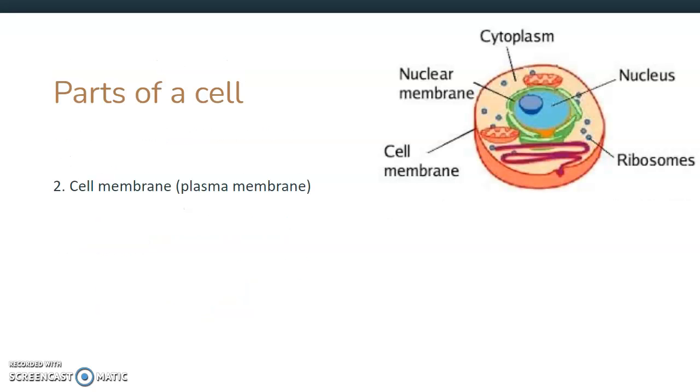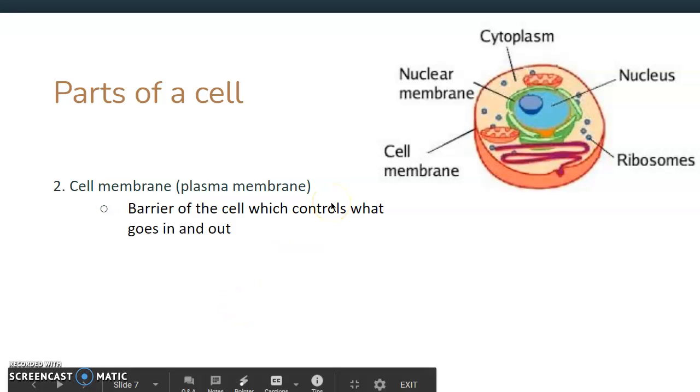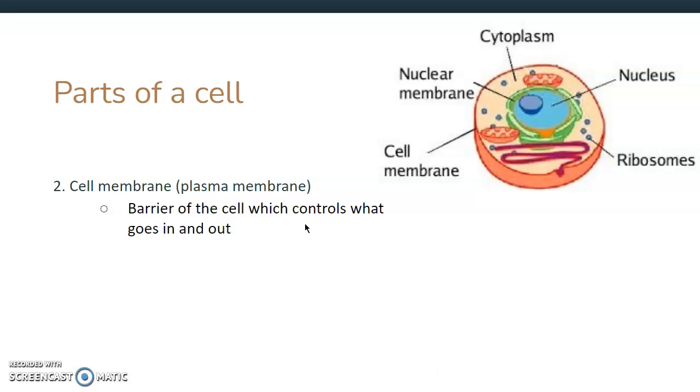The next part we're going to talk about is the cell membrane. All cells have a cell membrane. Only plant cells have a cell wall. But a cell membrane is a barrier of the cell which controls what goes in or out. When we talked about lipids, we talked about how lipids were the barrier of the cell. So a cell membrane is made of lipids.